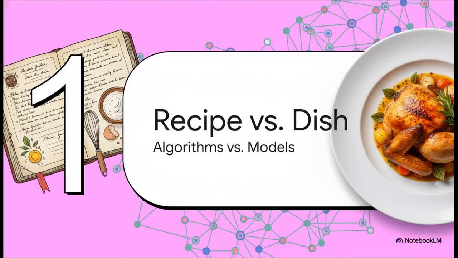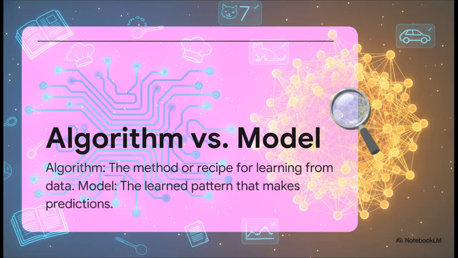Okay, first things first. We need to get one really important idea straight, the difference between an algorithm and a model. Seriously, once you grasp this, everything else in machine learning starts to make a whole lot more sense. Think of it like this. The algorithm is the recipe. It's the set of instructions, the step-by-step guide for how to learn from data. The model, on the other hand, is the finished dish. It's the thing you get after the algorithm has done all its work, after it's been trained. It's the expert system that can actually make the predictions on new stuff it's never seen before.